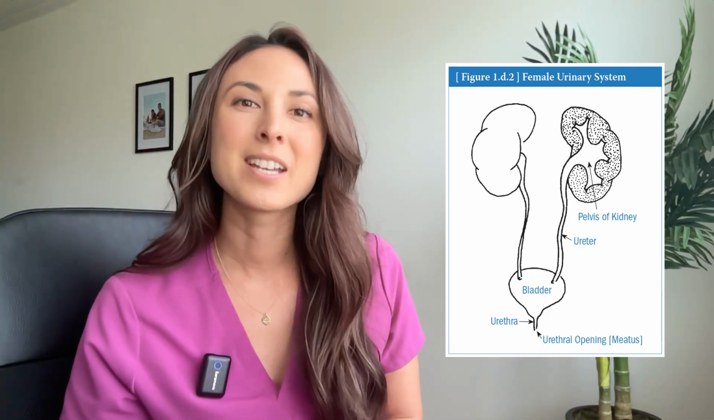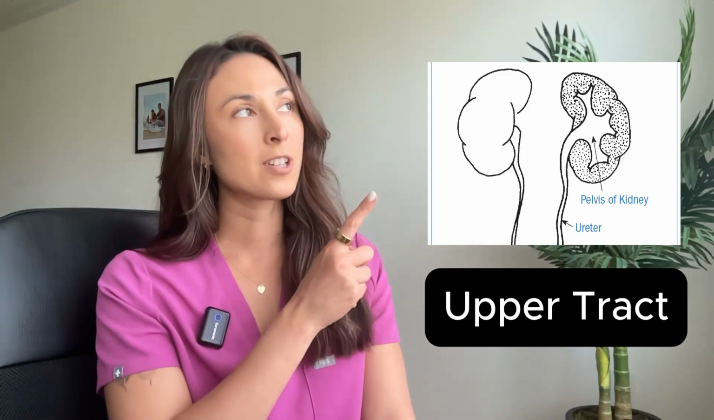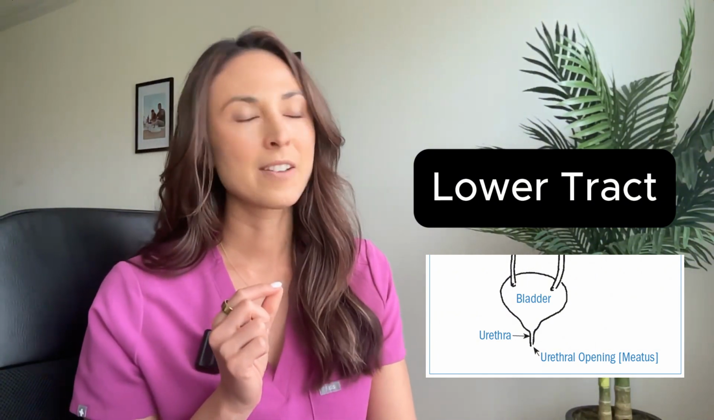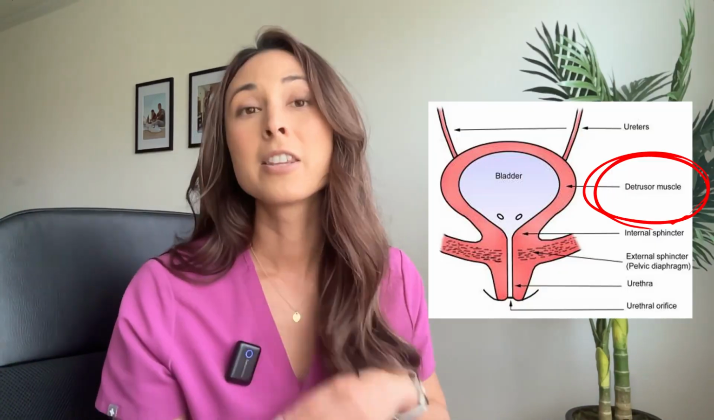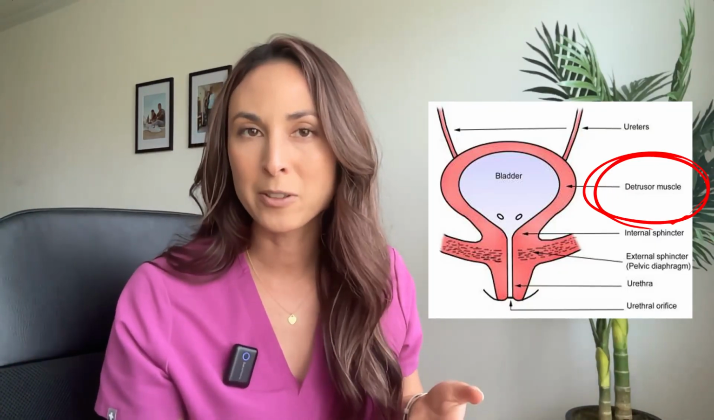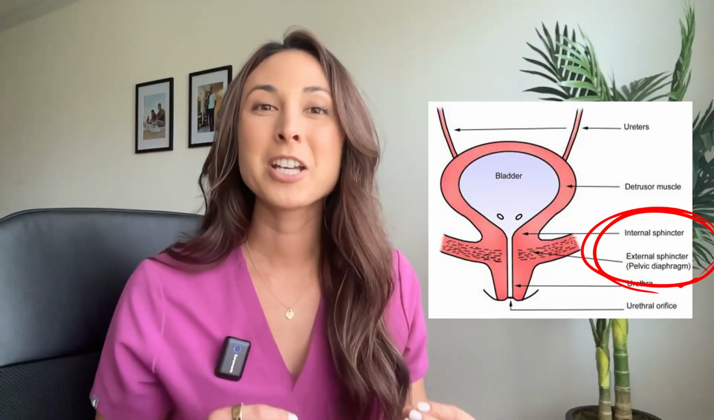The urinary system is divided into 2 parts. The upper tract, which consists of the kidney and ureters, which filter and transport blood, and the lower tract, which consists of the bladder and urethra, responsible for storing and emptying urine. Bladder function relies on 2 main muscle groups: the detrusor muscle, located within the bladder wall, which contracts to push urine out, and the sphincter muscles, which are ring-shaped structures in the urethra that control urine flow.